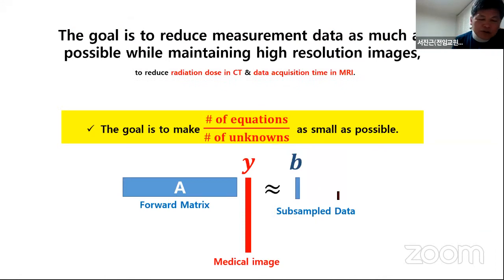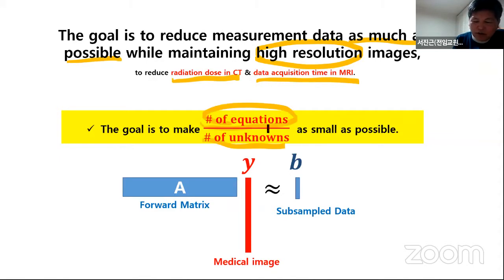The goal is to reduce the measurement data as much as possible while maintaining high-resolution images, to reduce the radiation dose in CT and the data acquisition time in MRI. So the goal is to make the number of equations over the number of unknowns, or the number of rows over the number of columns, as small as possible. That's the goal.